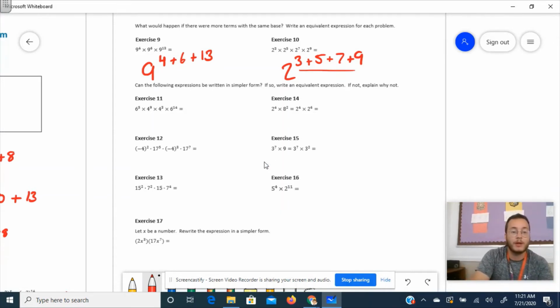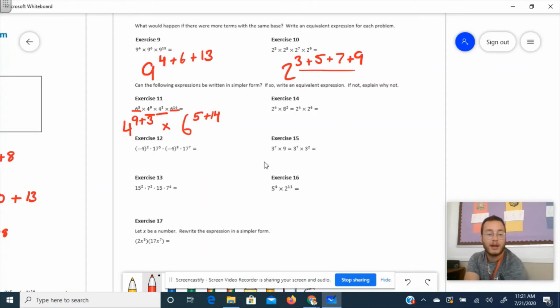So let's look at what bases I have that are similar. I have a 4 right here and a 4 right here. So that means I can do 4 as my base, exponent of 9 plus 3, and then I still have to multiply it by the rest of it, which I have a similar base of 6 as well, with an exponent of 5 plus 14. I couldn't simplify it all the way, but you can still simplify the different bases.